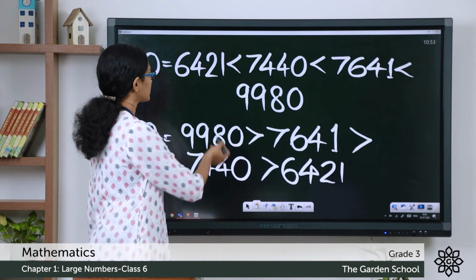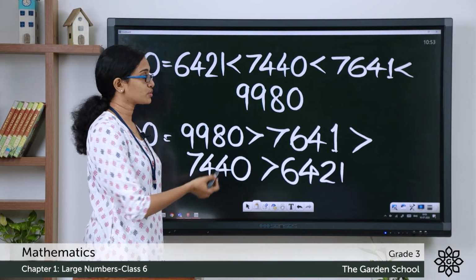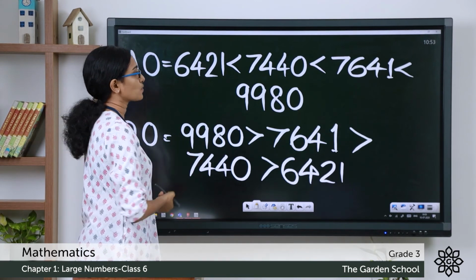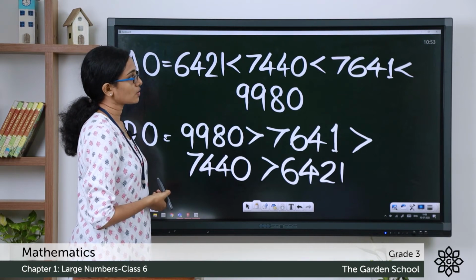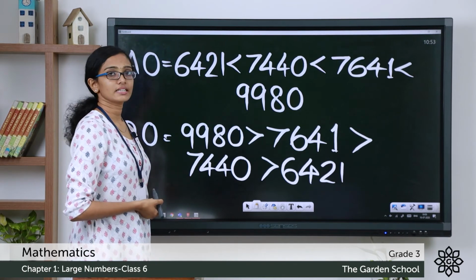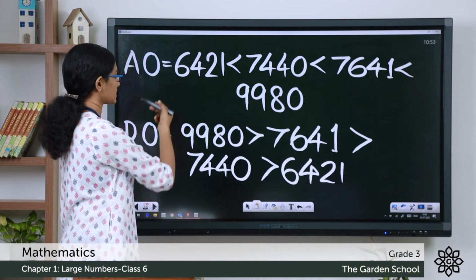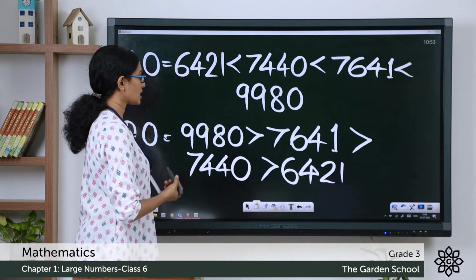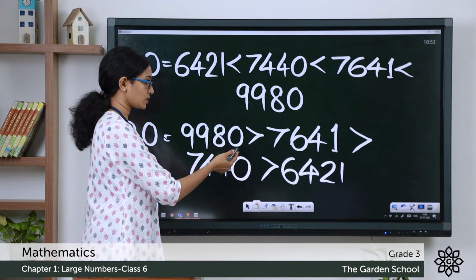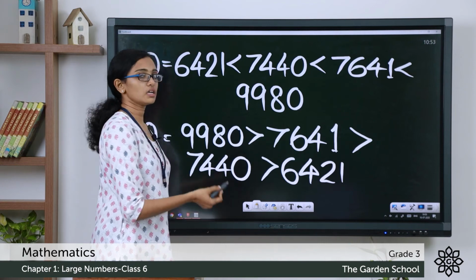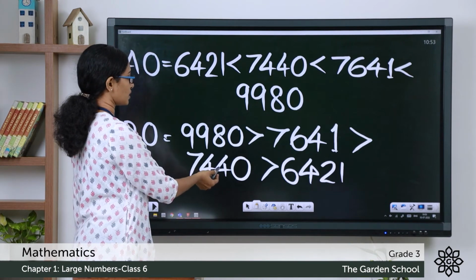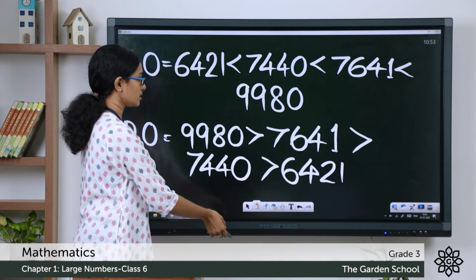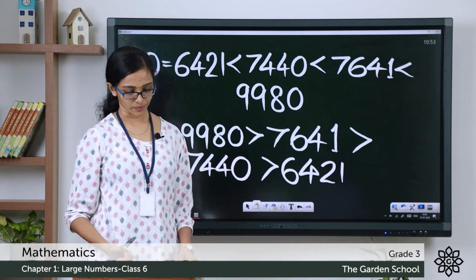With the answers in mind, let's arrange the numbers in ascending order, which will give you 6421 less than 7440 less than 7641 less than 9980, which is the ascending order. Descending order is from the largest to the smallest. So it is 9980 greater than 7641 greater than 7440 greater than 6421. The largest number and the smallest number in the group.